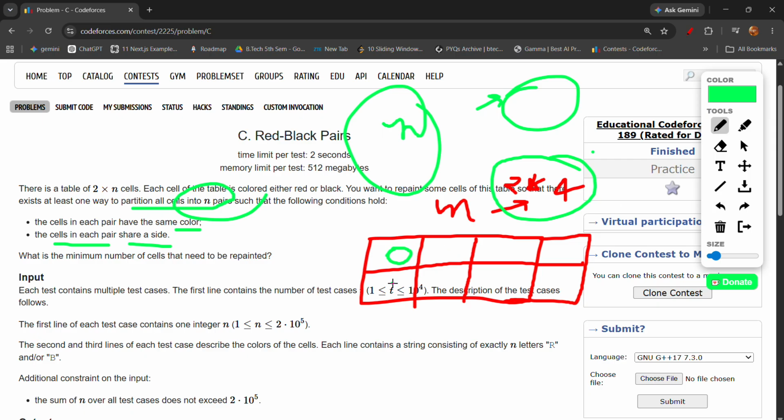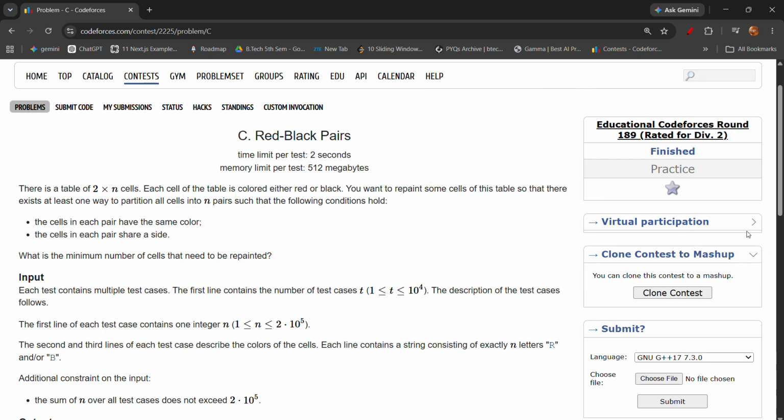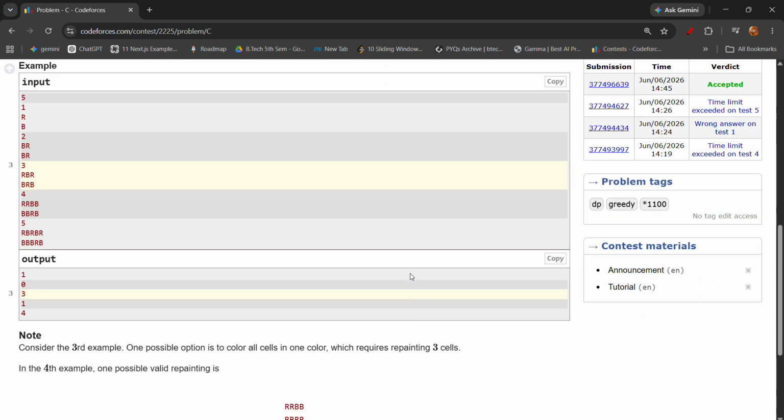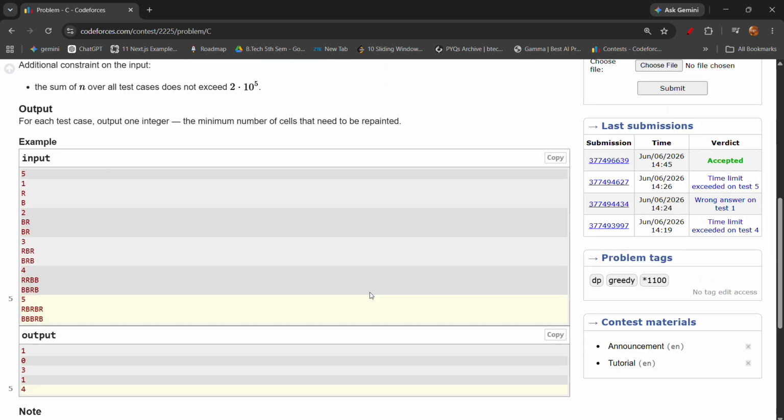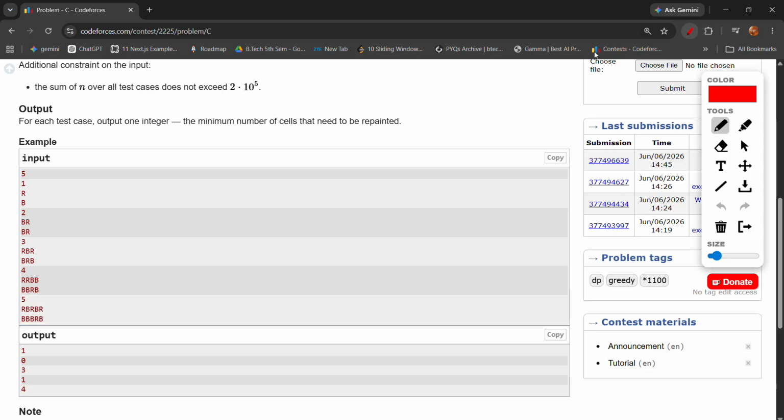Or another possibility could be if I had one vertically here. Then this could also be termed a pair, according to the condition given in this question. So what I need to find is, if I can change the color of the cells, what is the minimum number of cells that I need to repaint to get n pairs? Let's have an example.